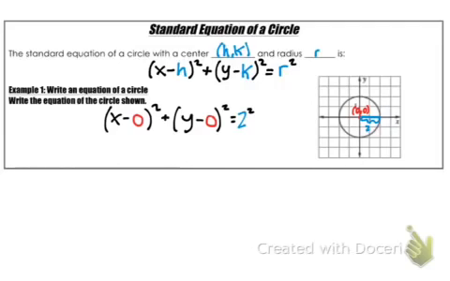After we identify our center and our radius, we can simplify our equation. When I simplify it, we have just x squared plus y squared equals 4. This is our standard equation of a circle based on our graph.